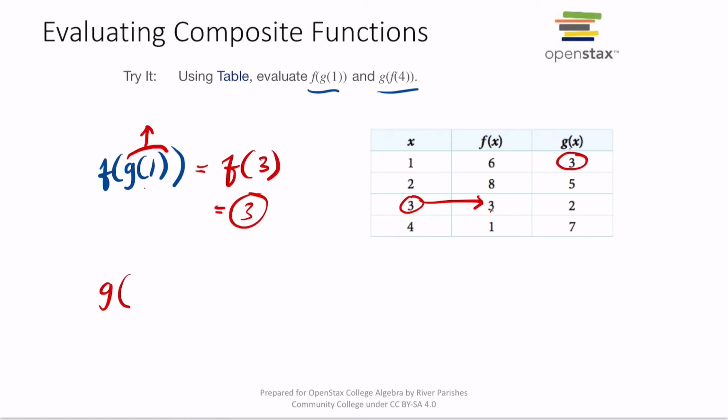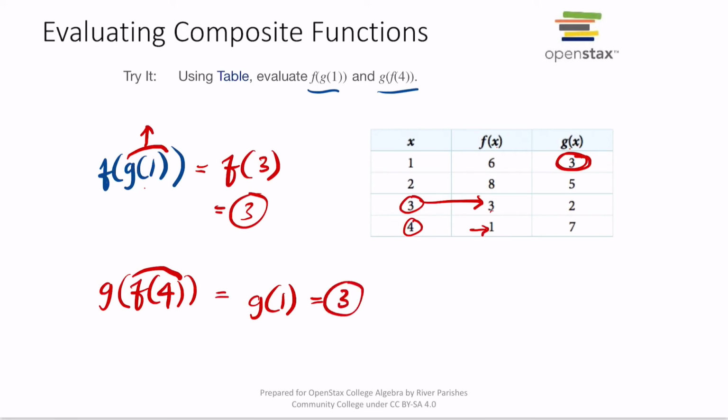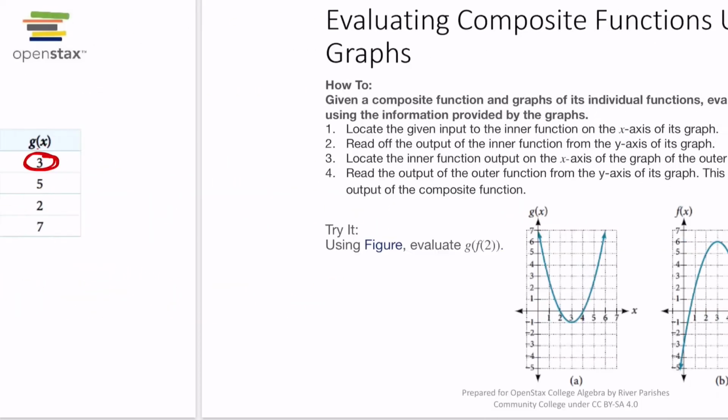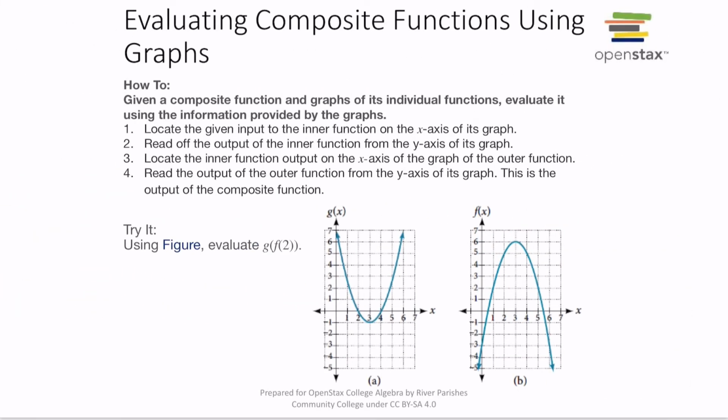In the same way, next let's find g of f of 4. So first we have to find f of 4. So for x equal to 4, that value is 1. So g of 1 is again 3. So notice that this is a special case, and you notice that both functions are equal. So this is how we can find using a table.